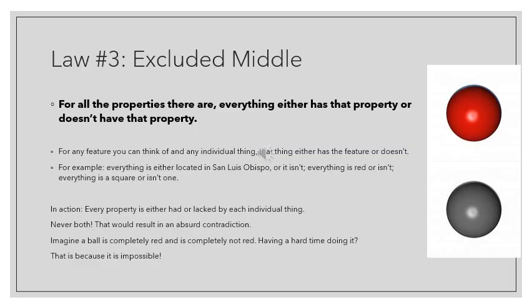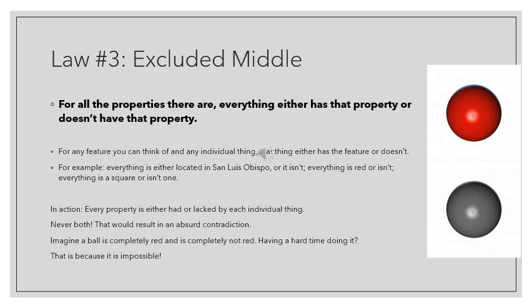Finally, we have the third law, and this one's rather interesting and straightforward, the law of excluded middle. The law of excluded middle says that for all the properties that there are, everything either has that property or doesn't have that property. Now remember, properties are just features, any way a thing could be, right? Take any individual thing, like a tree or your house or your car, and all of the features that thing has, right? The tree is such and such tall, it has so many leaves on it, right? The house is at such and such a location.